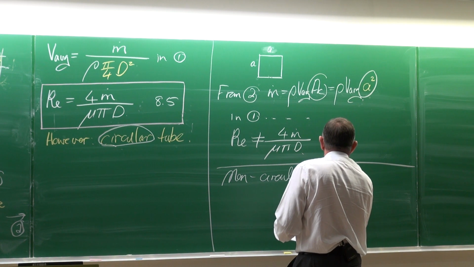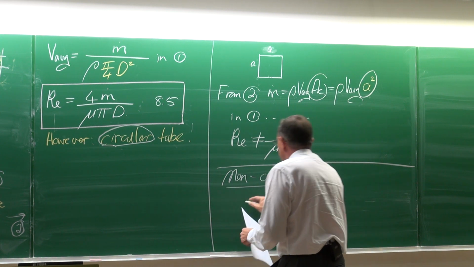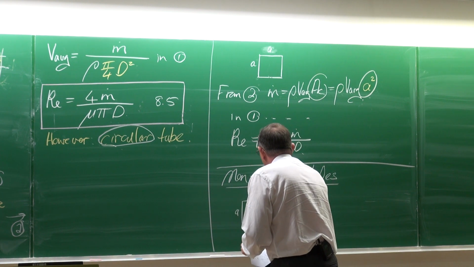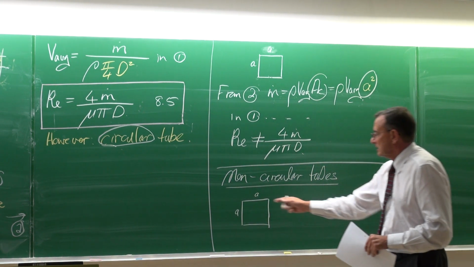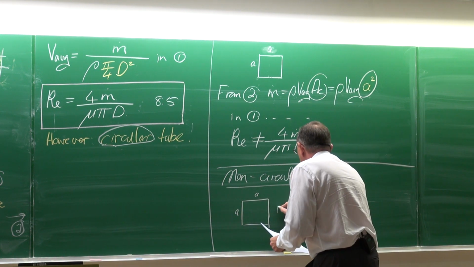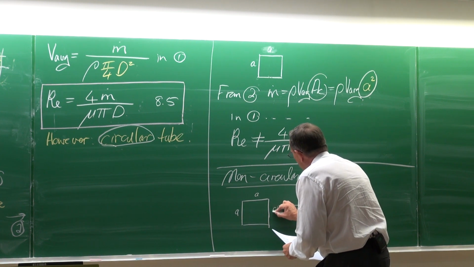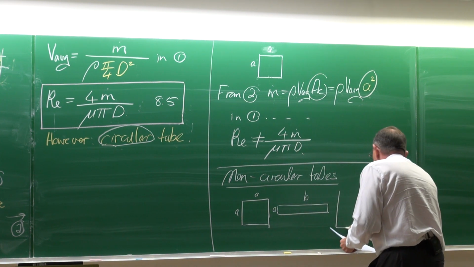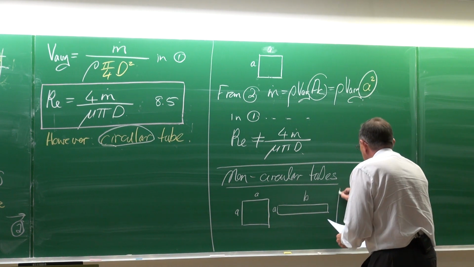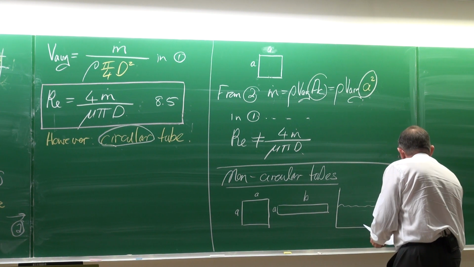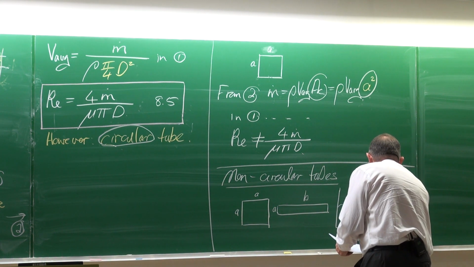Non-circular tubes. With non-circular tubes, it will be tubes like the one that we've discussed just now, a square one of A in this direction and A in that direction, or it can be like this. That is distance B and that is distance A, or even in a case where we have something like this, an open channel. And that is equal to A, and that is equal to B.